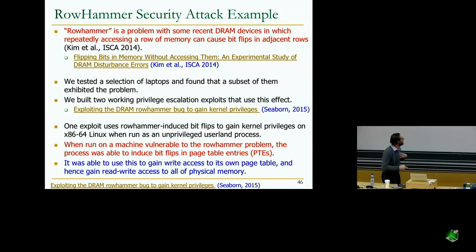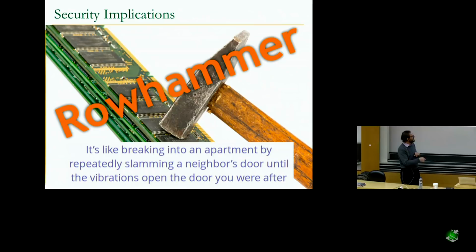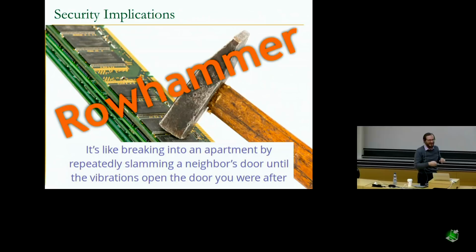So this is called the DRAM Rowhammer vulnerability, and people draw pictures like this. I like this thing that I found on Twitter, basically. Somebody says it's like breaking into an apartment by repeatedly slamming the neighbor's door. And the perturbations, the vibrations that you cause because you slammed the neighbor's door actually opened the door you were really after. So you could try it on this door and see if this door opens. Just don't try it during this lecture.